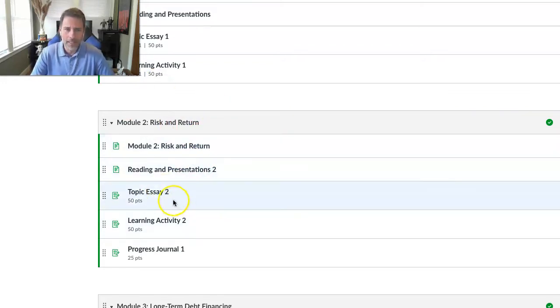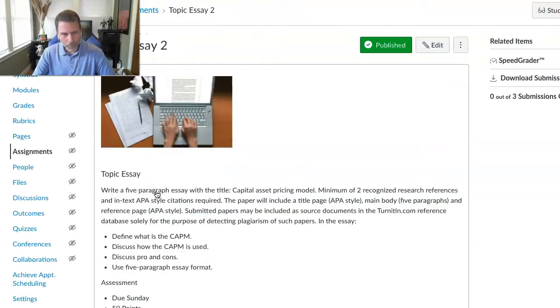All right, this week we're going to be doing, and you'll see there's kind of a pattern. We'll have a topic essay, we'll have a learning activity that will be more mathy oriented, and that's usually the pattern all the way through. The topic essay this week is on the capital asset pricing model. Again, just make sure you do what it says in here and you'll get the full points. Please, you don't have to do any more than that.